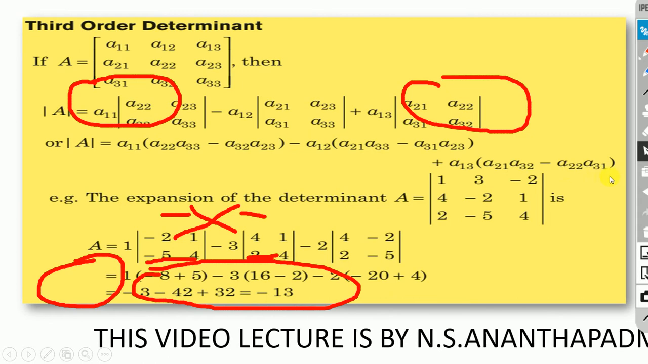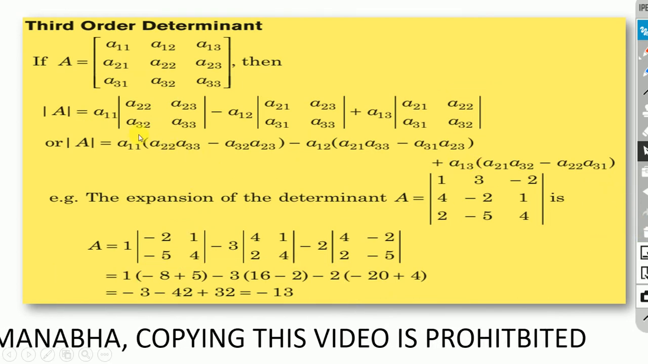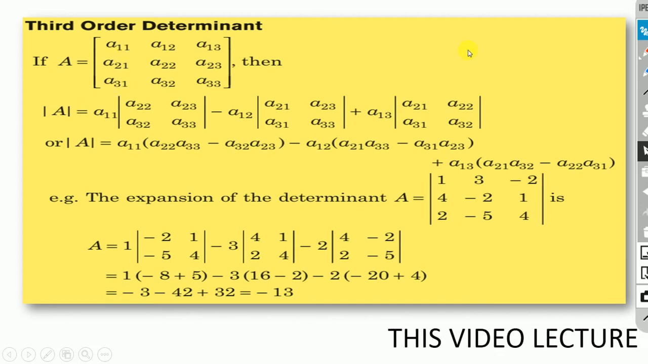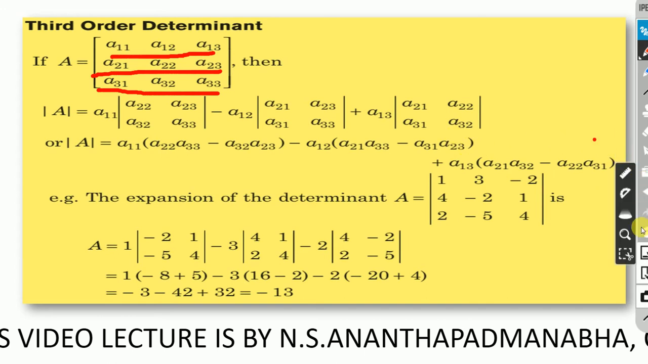Now let us see what is a third order determinant. If A is equal to A11, A12, A13, A21, A22, A23, A31, A32, A33, this is a 3 cross 3 matrix. Let us see how to expand this determinant, that is, how to find the value of the determinant here.